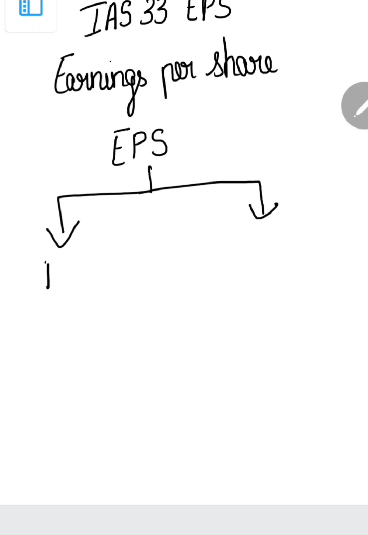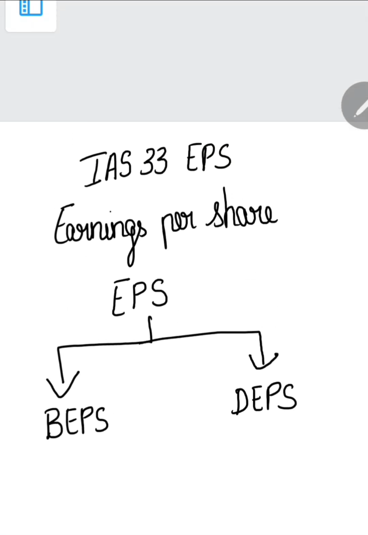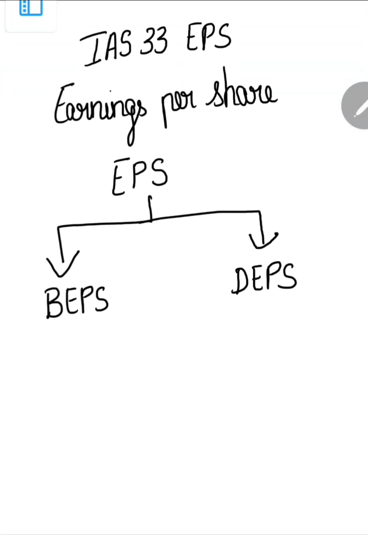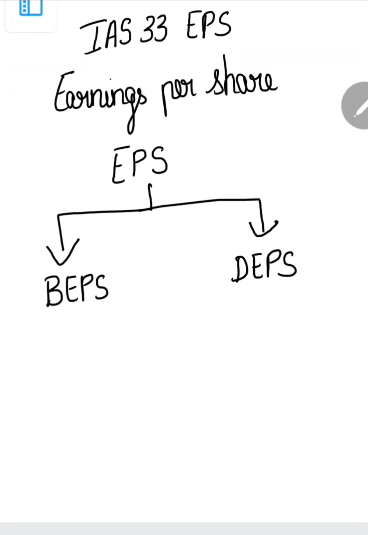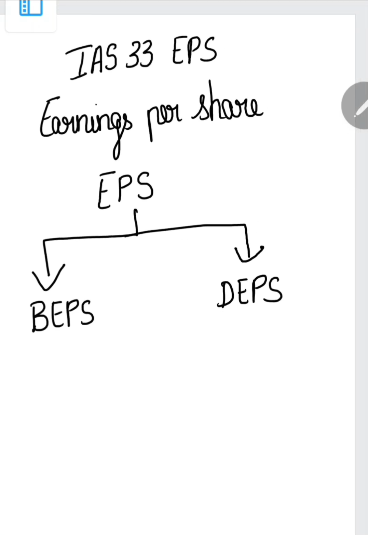What is basic EPS? Basic EPS is a profitability indicator that helps the investors to understand the ability of the company to generate profits. Higher the basic EPS, higher the profitability.